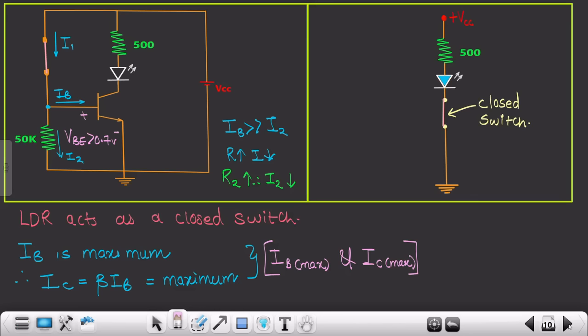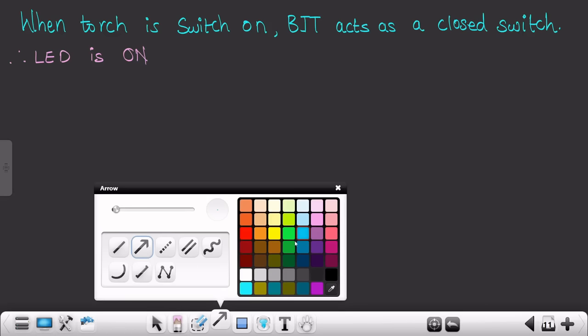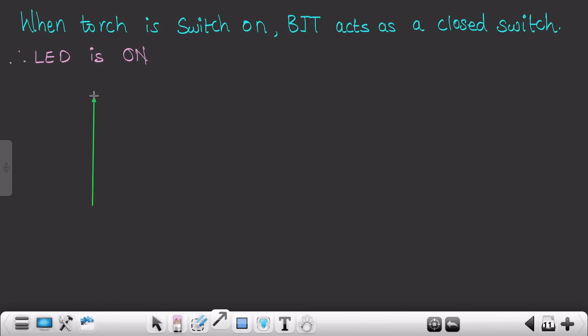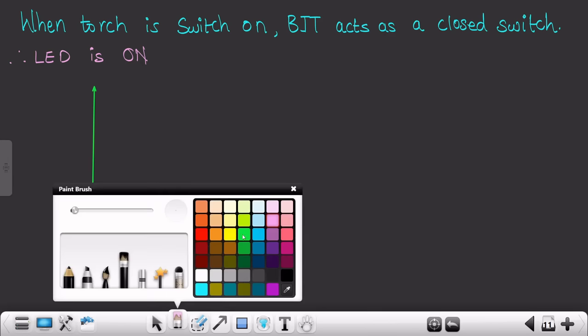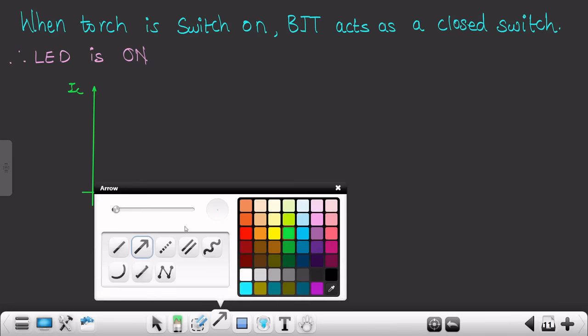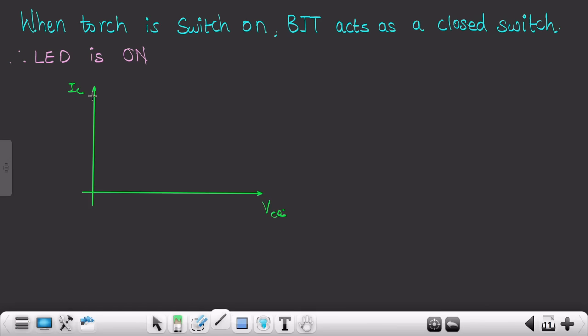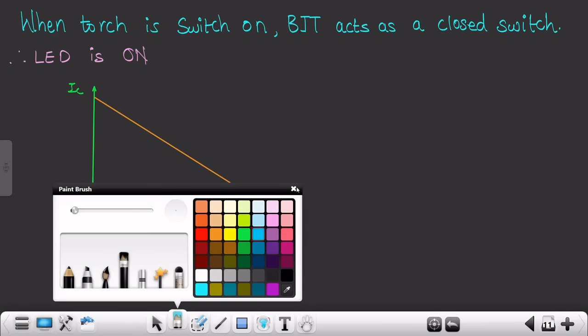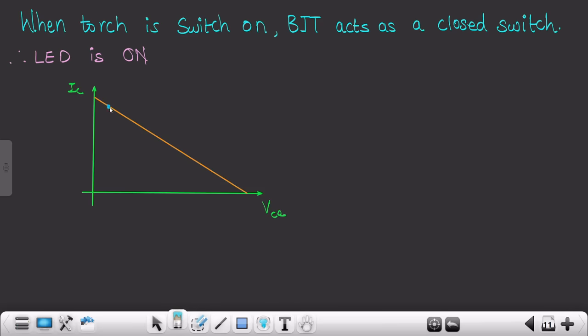So now talking about the output characteristic, let me just draw the output characteristic quickly. This is VCE and this is IC. Let me just draw one load line over here. This is how a load line can be drawn between the two maximum points, that is IC max and VCE max. And your Q point would be somewhere over here.